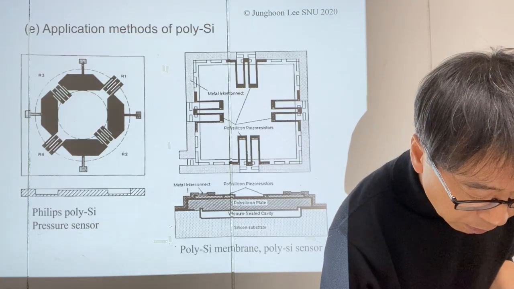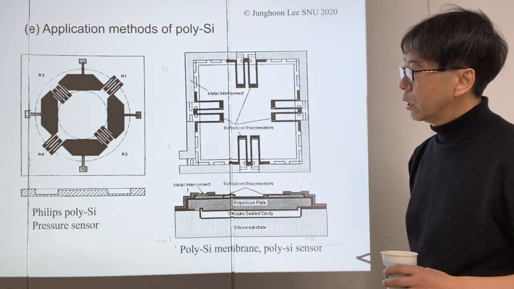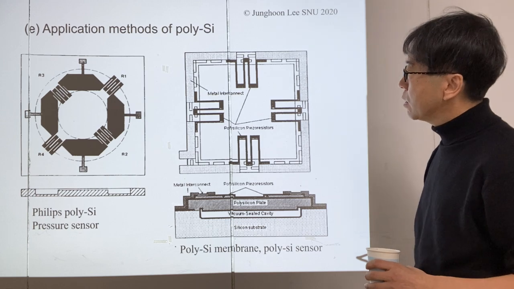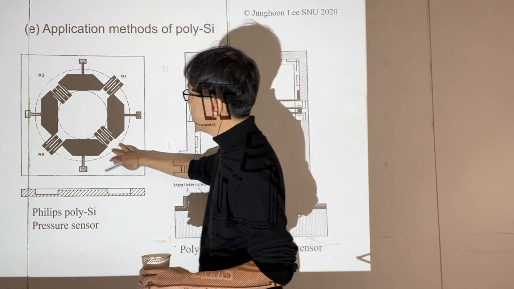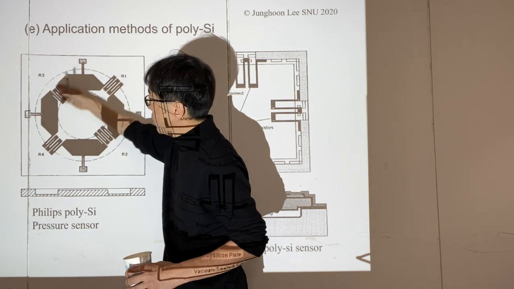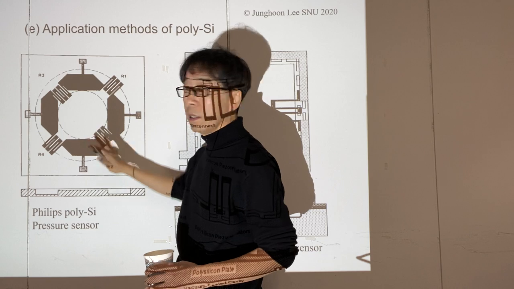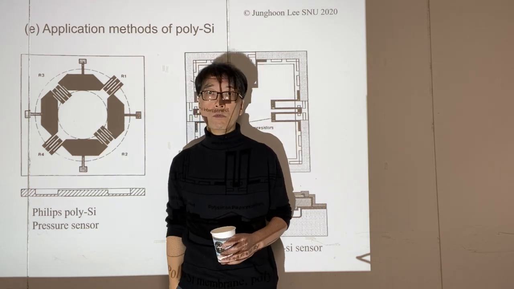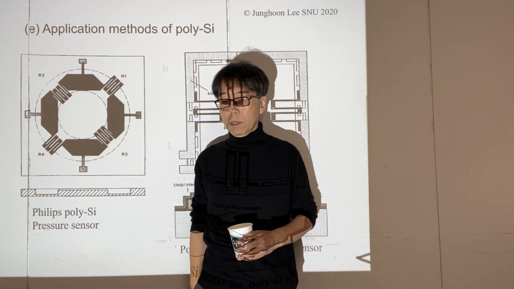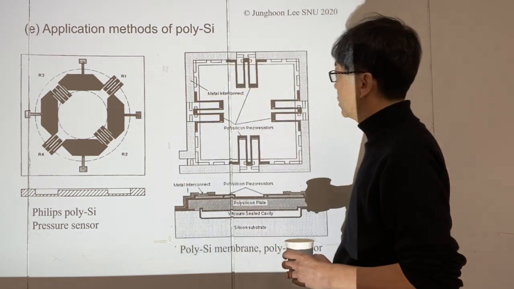Is there any commercial application? Yes, there is. The Philips pressure sensor is made of these polysilicon patterns. You know, sometimes patterns like this. You see, they have the freedom in designing the shape of the thin membrane because they have freedom of choice of this membrane material.